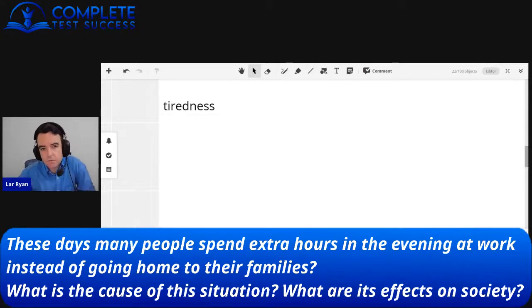Ala, so can you write the main body paragraph for the effects? So this would be the second or third main body paragraph. So include tiredness as your topic sentence, explain this effect, and give an example.